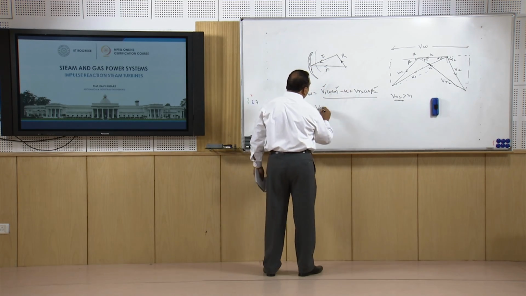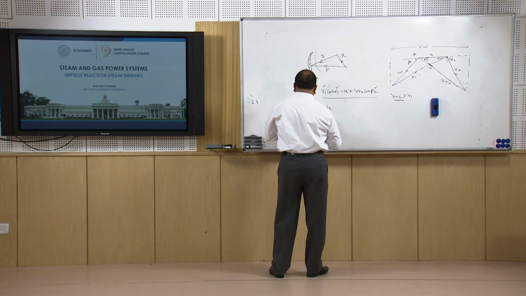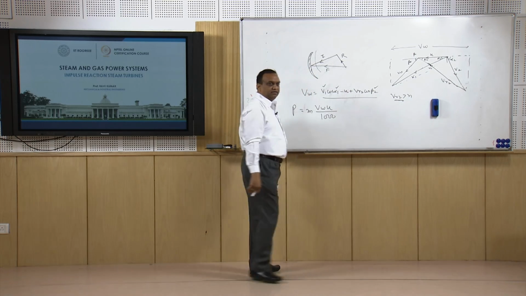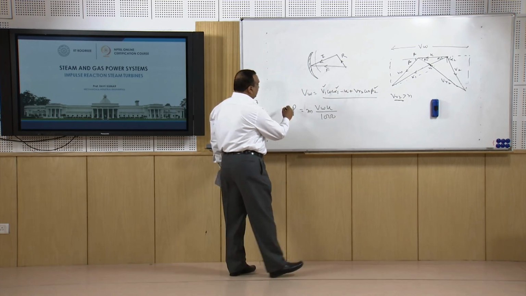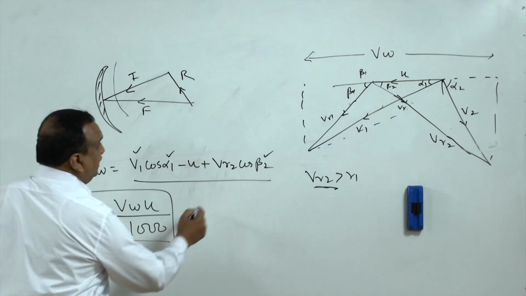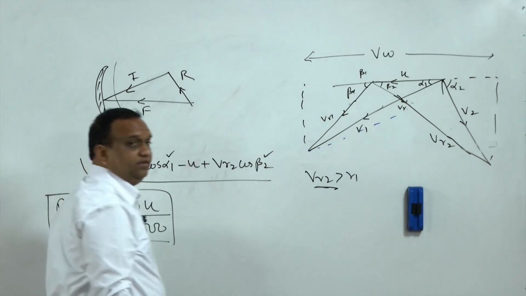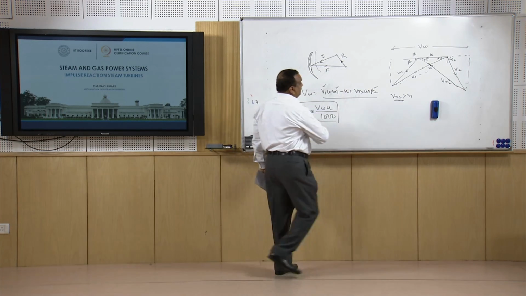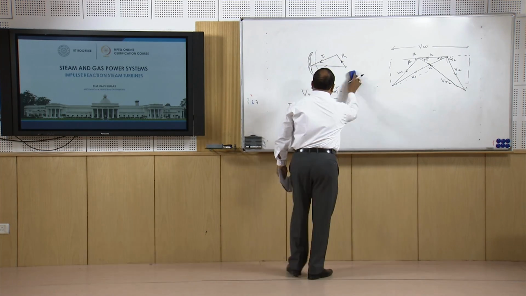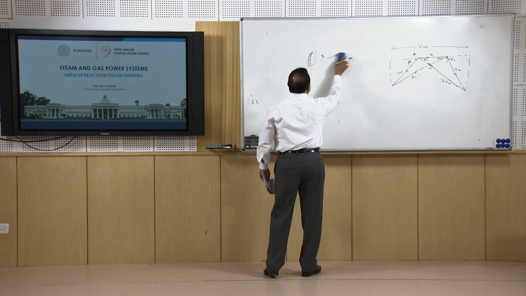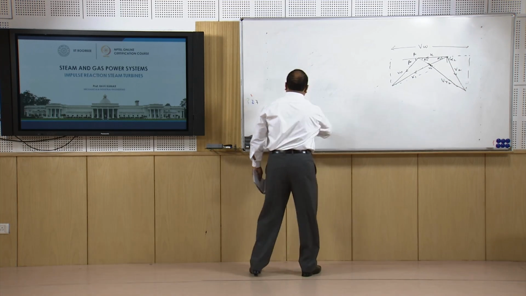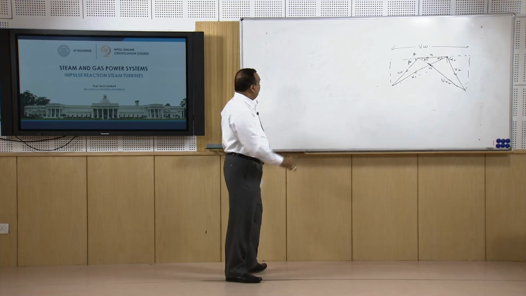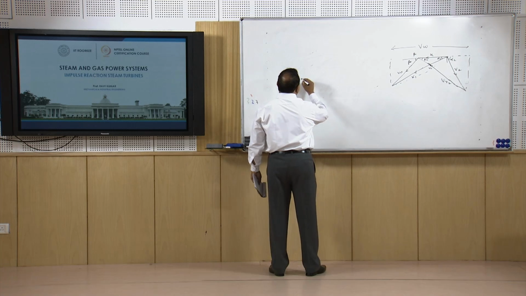and power developed is Vw u divided by 1000 multiplied by the mass flow rate, right. The power developed formula is the same, only the whirl component in an impulse reaction turbine changes due to pressure drop in the blade passage. Since the pressure drop is taking place during the flow inside an impulse reaction turbine, the specific volume of steam also increases.